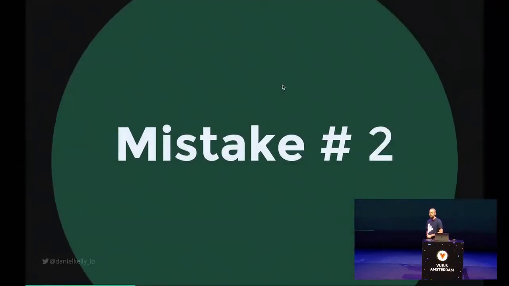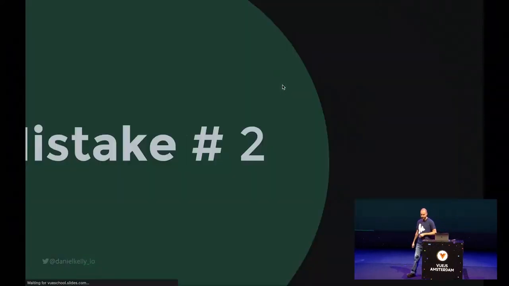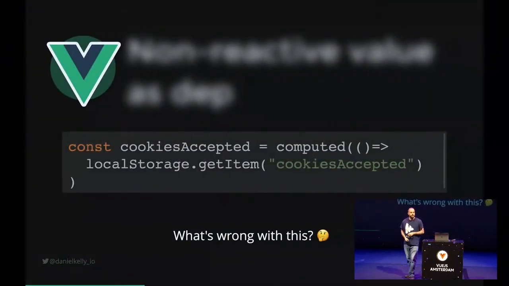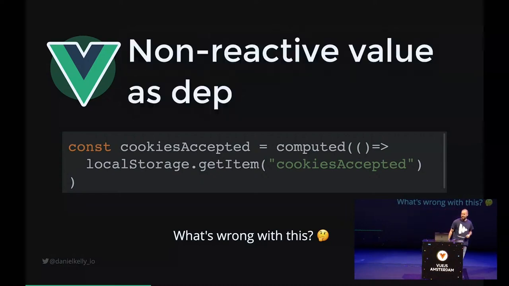Awesome. Mistake number two. Can anybody tell me what is wrong with this code snippet? Yell it out. It's not reactive. That, for such a large auditorium, I can actually hear y'all really well. That's great. I can't see you at all, but I can hear you. Okay, exactly right. This relies on a non-reactive dependency in order to get the value of this computed prop.